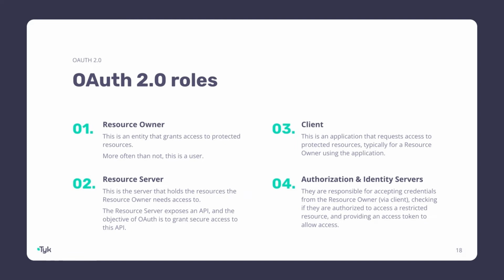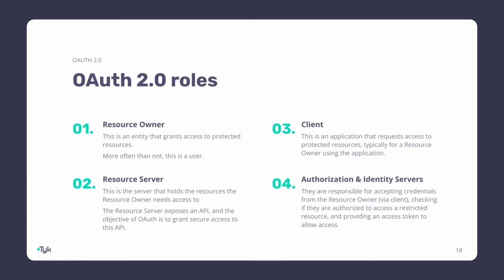Then we've got the client. The client is an application that requests access to protected resources, typically for a resource owner or on behalf of a resource owner. It acts as an agent for them using the application. Authorization and identity servers are responsible for accepting credentials from the resource owner, potentially via a client, as you see here up above, and checking if they are authorized to access a restricted resource and providing them with an access token to allow the access.